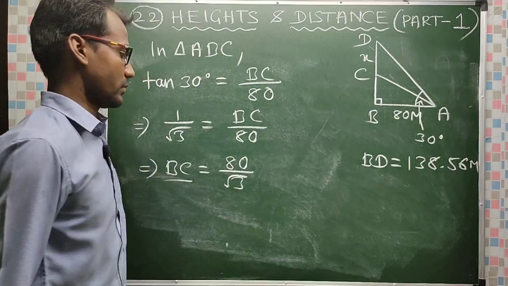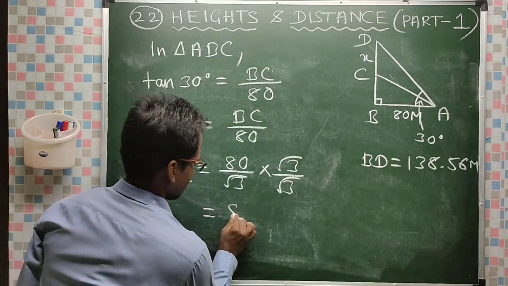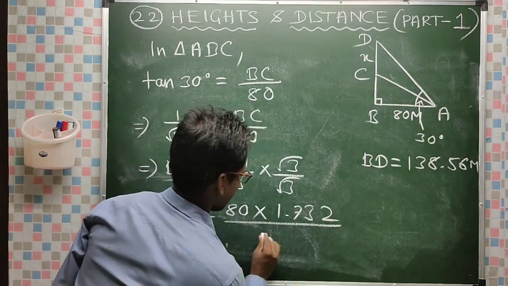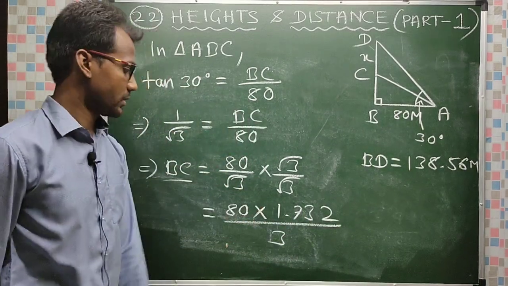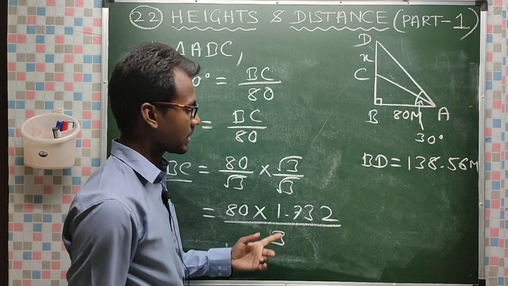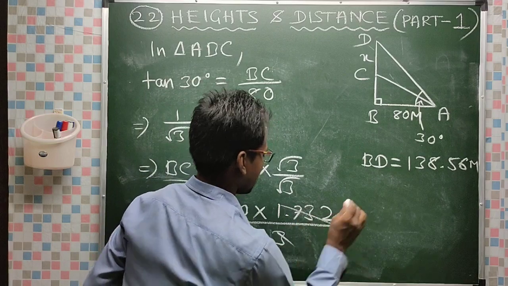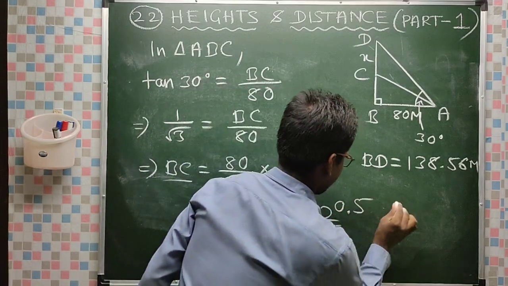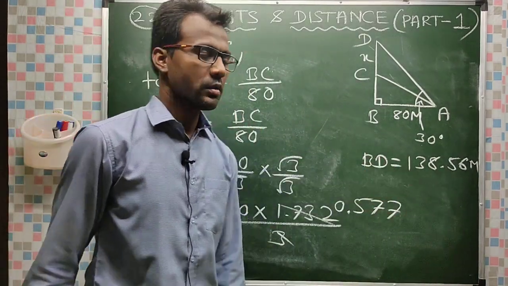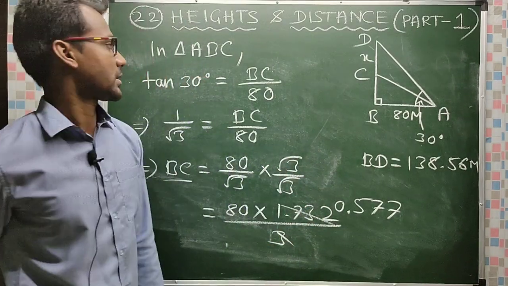Now rationalize the denominator. Okay. You know how to rationalize the denominator. Root 3 by root 3. 80 into root 3, that is 80 into 1.732, by 3. Root 3 into root 3 is 3. Okay. So 80 is not divisible by 3, and 1.732 is also not divisible by 3. Let us divide this 1.732 by 3. Okay. 0.577 approximately. Okay. It will continue, but I am taking it to 3 decimal places. So 80 into 0.577. Let us calculate.